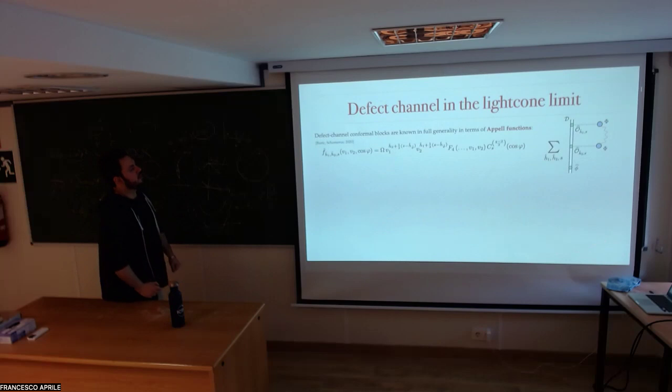Okay. For the defect channel, instead, the defect conformal blocks are quite surprisingly known in full generality, and they're written in terms of an upper function F4 times some Gegenbauer polynomial. And a nice feature about this defect conformal block is that the orthogonal part of this block, the Gegenbauer, is the same one that appeared for the Barth function, for the defect conformal block of the Barth function.